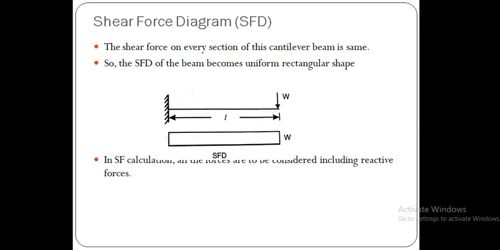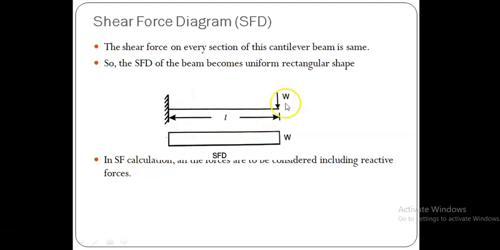Next, let us see how we can draw the shear force diagram. The shear force on every section of this cantilever beam is the same. Since it is a cantilever beam, it has a fixed support at one end and is free at the other end. Here a force W is acting at its right end, that is at its free end.